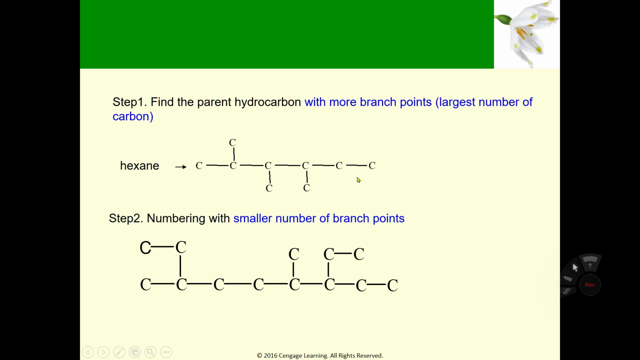Here the main chain should be like this, right? This is the main chain, and this is the ethyl, 3-ethyl. This is also 3-ethyl, but this is 4-methyl. If you start from here, 3, 4, 5, 6. So you have to put the number from the right side. Okay? Numbering with a smaller number of branch points. All right?